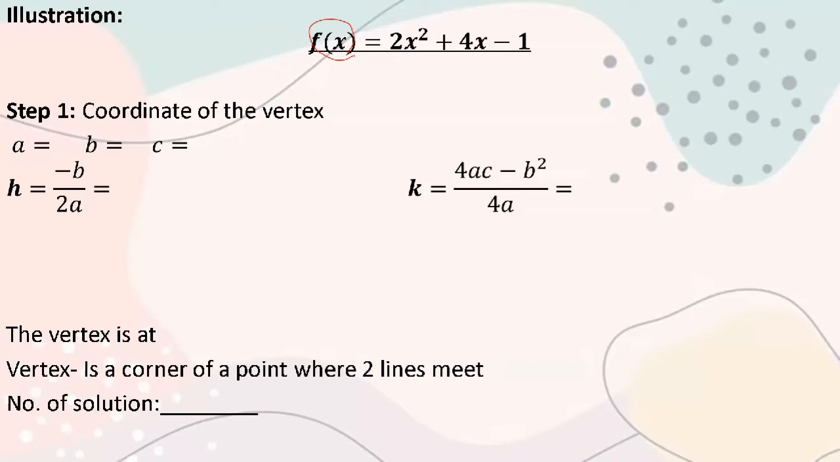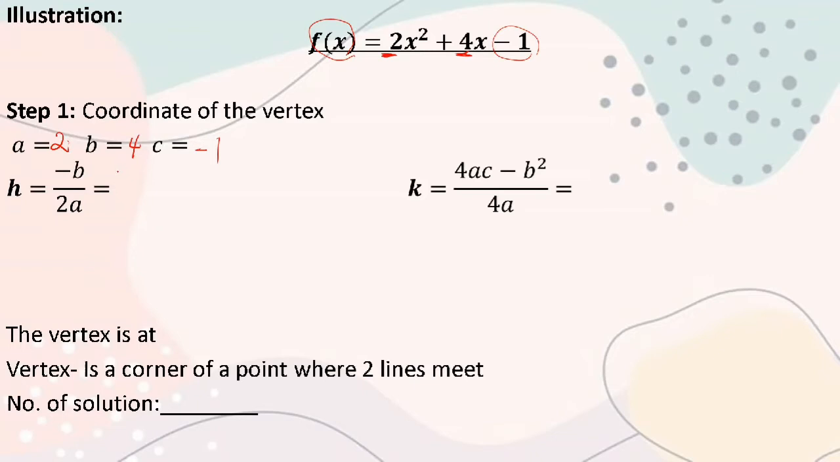So, paano natin makukuha? Of course, we need the h and k. But of course, to solve this one, we need to identify the real numbers a, b, and c. So, first, identify natin yung real number a. So, yung a natin is the coefficient of the quadratic term, which is 2. And then yung b natin, coefficient of the linear term, which is 4. And yung c natin is the constant, which is negative 1. Now, we have identified the real numbers a, b, and c. So, now we can easily substitute it to our formula sa h and k.